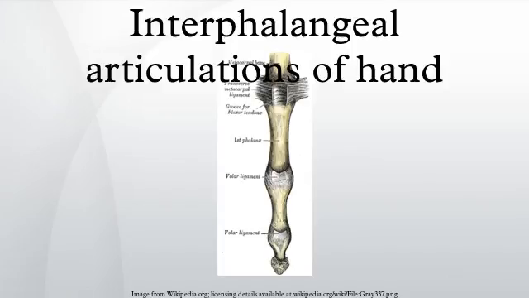The interphalangeal articulations of the hand are the hinge joints between the phalanges of the hand. There are two sets: proximal interphalangeal joints, those between the first and second phalanges; distal interphalangeal joints, those between the second and third phalanges. Anatomically, the proximal and distal interphalangeal articulations are very similar.